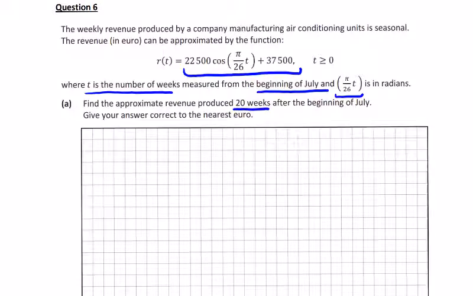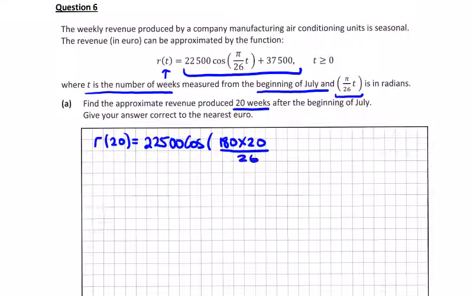T is 20, so T becomes 20 in our function. We're going to get 22,500 by the cos. What I like to do is change pi to 180 by T, which is 20. That would all be over 26, or you could just put divide by 26 into your calculator like this because of multiplication and division. And then that will be plus 37,500.